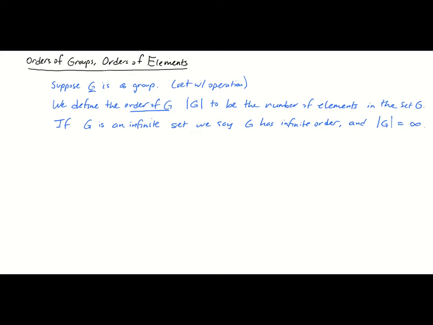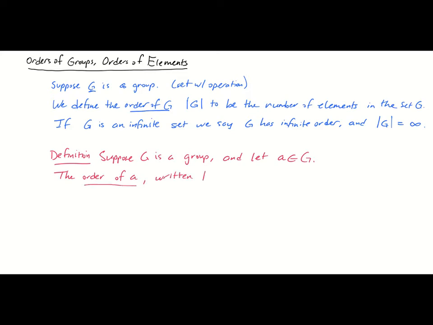Now the order of an element of a group is a little bit more complicated. So here's the definition of that. Suppose G is a group, and let's fix an element of that group. So let a be an element of the group. The order of a, which is usually written this way, again I use the absolute value symbols.